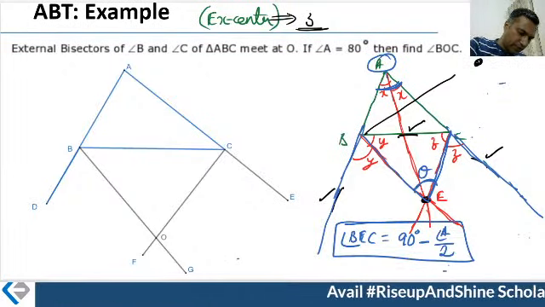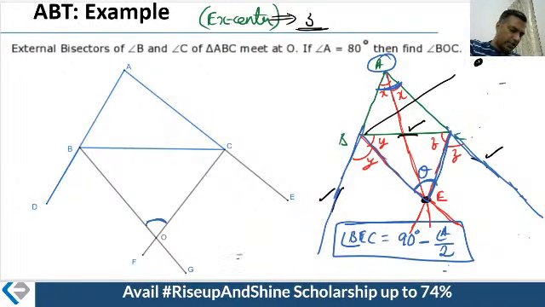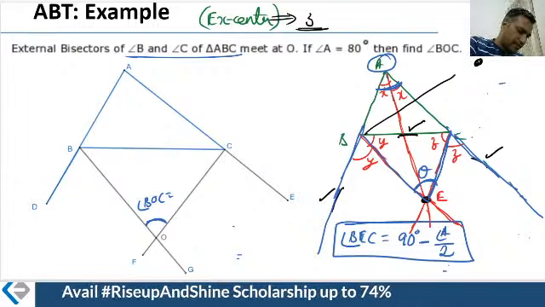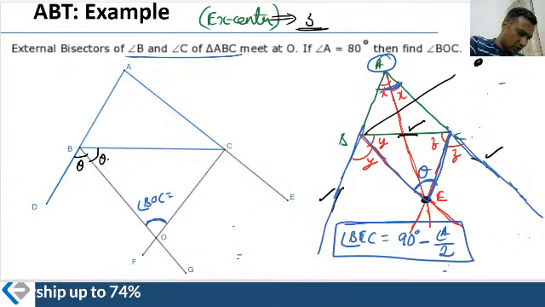Same way out here, my friends. He is talking about the angle BOC here. Why? Because exterior angles B and C are bisected. If this is theta, this is also theta. If this is angle X, then this is also angle X.